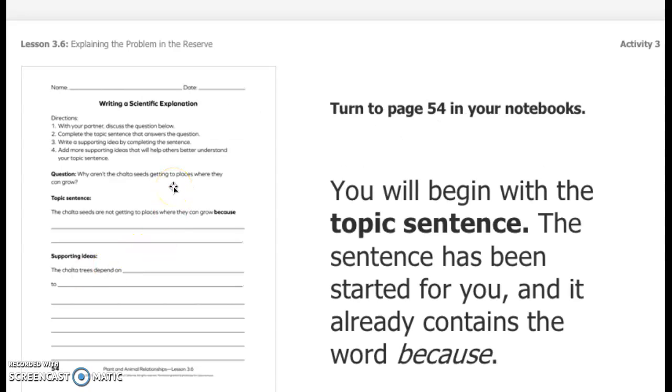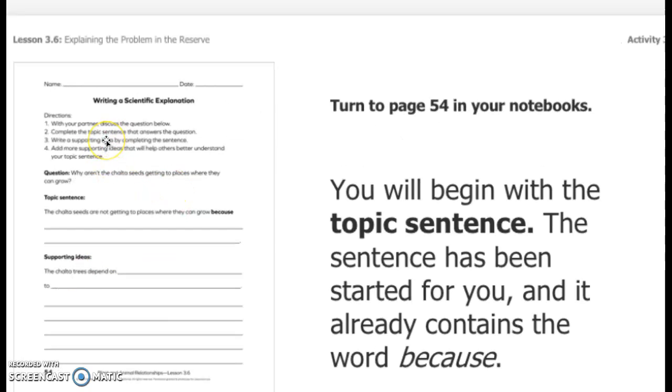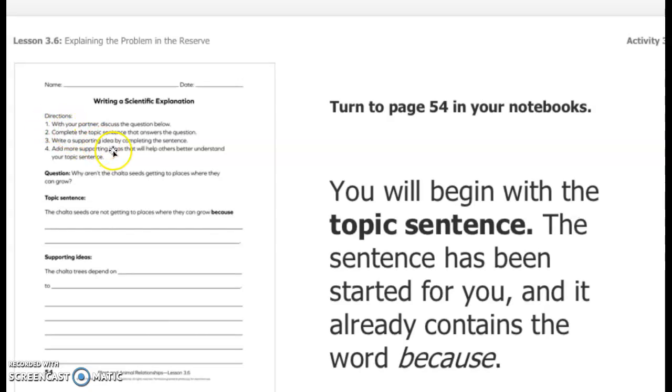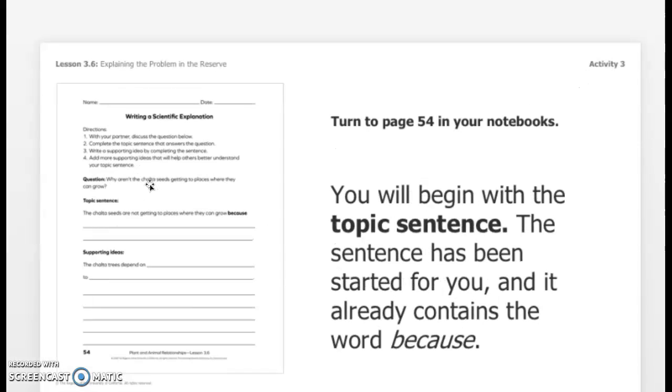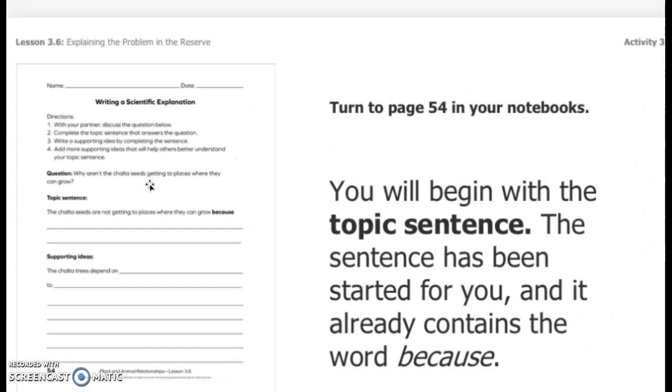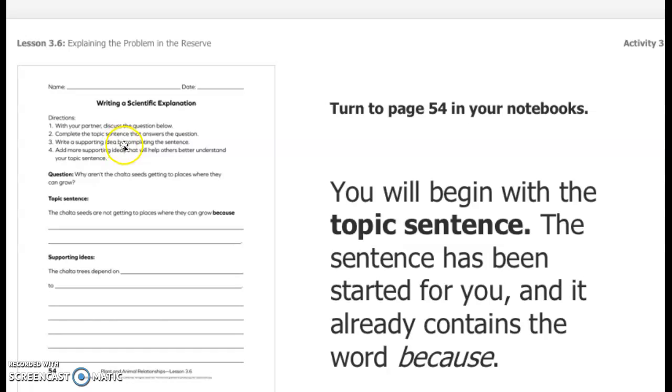So this is going to be a worksheet that you're going to be completing. Now, in the directions, it says with your partner. Obviously, you're not going to be with your partner. You're going to be working at home. So complete the topic sentence that answers a question. Write a supporting idea by completing the sentence. Add more supporting ideas that will help others better understand your topic sentence.